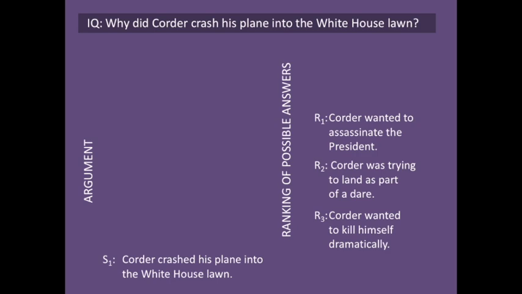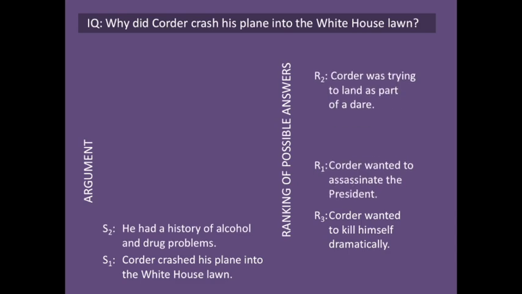So now the investigators start to look around and they learn that Frank Corder had a history of alcohol and drug problems. Now, that information is going to have an effect on how they think about the different possible answers. Just for purposes of illustration, we could say his history of alcohol and drug problems might lead the investigators to think that landing on the White House lawn as part of a dare is a little more likely as the answer to the implicit question. So it moves that answer up in the ranking of the rivals. The investigators start to take that answer more seriously.